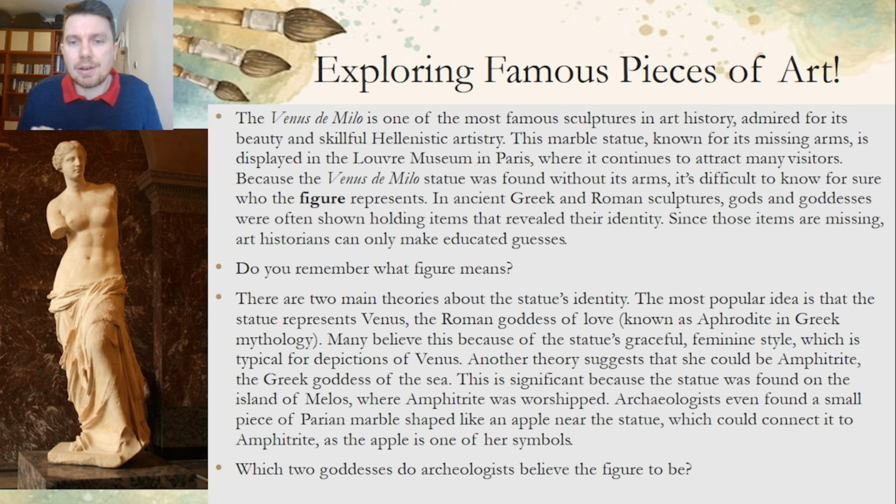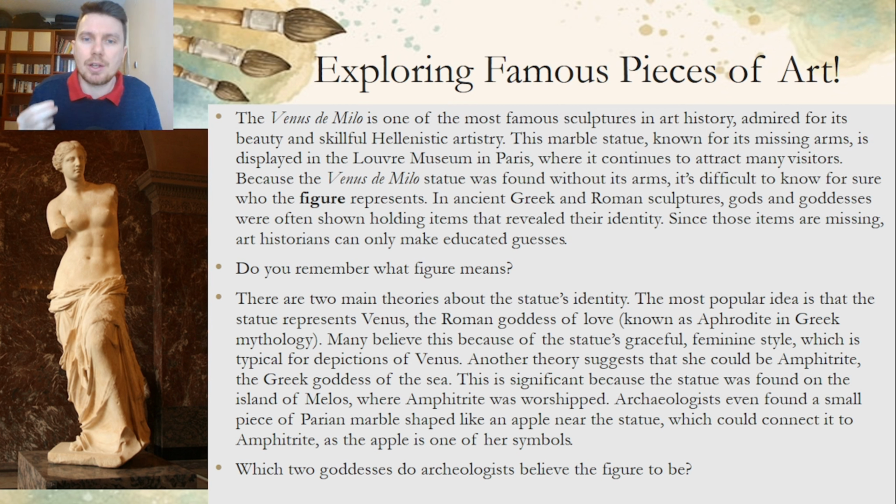There are two main theories about the statue's identity. The most popular idea is that the statue represents Venus, the Roman goddess of love, known as Aphrodite in Greek mythology. Many believe this because of the statue's graceful feminine style, which is typical for depictions of Venus.